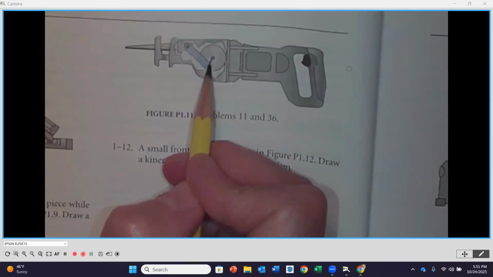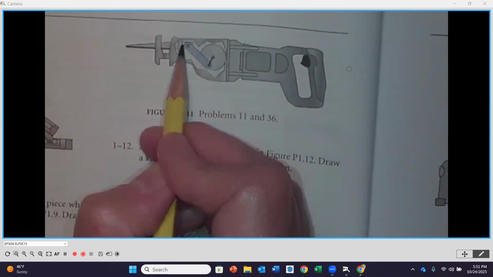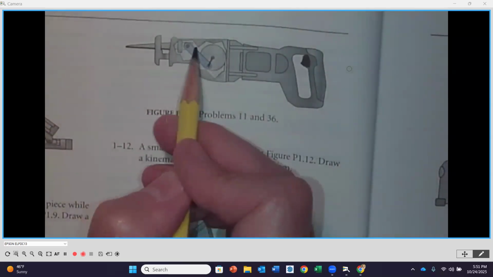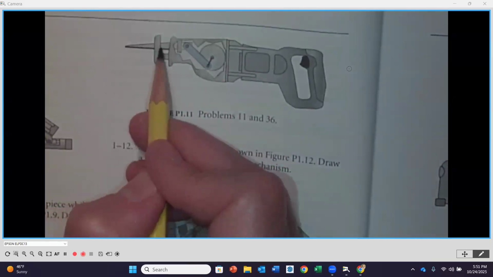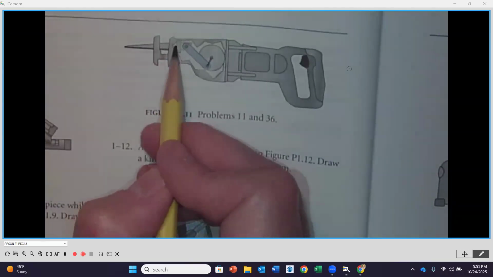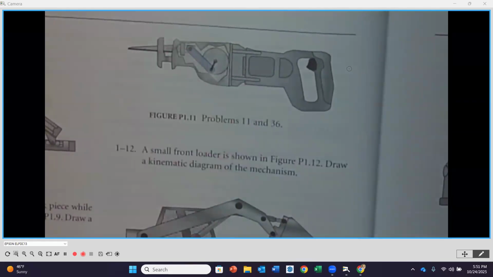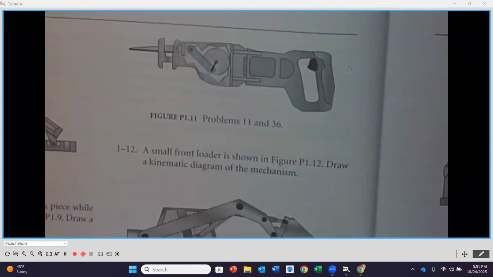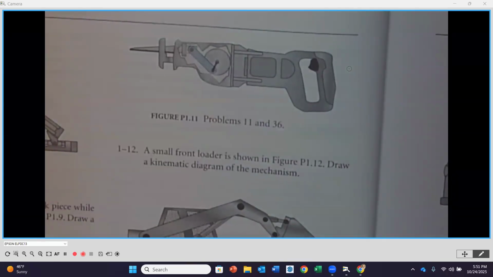And then we would have another just straight link. And then this would be our slider going in and out, in and out, in and out. You don't need to draw it all the way to the edge of the blade unless you would want to use that as a point of reference, but it would just be a simple slider that's connected to that point there. So kind of looking at it in that sense, any questions about representing that one?